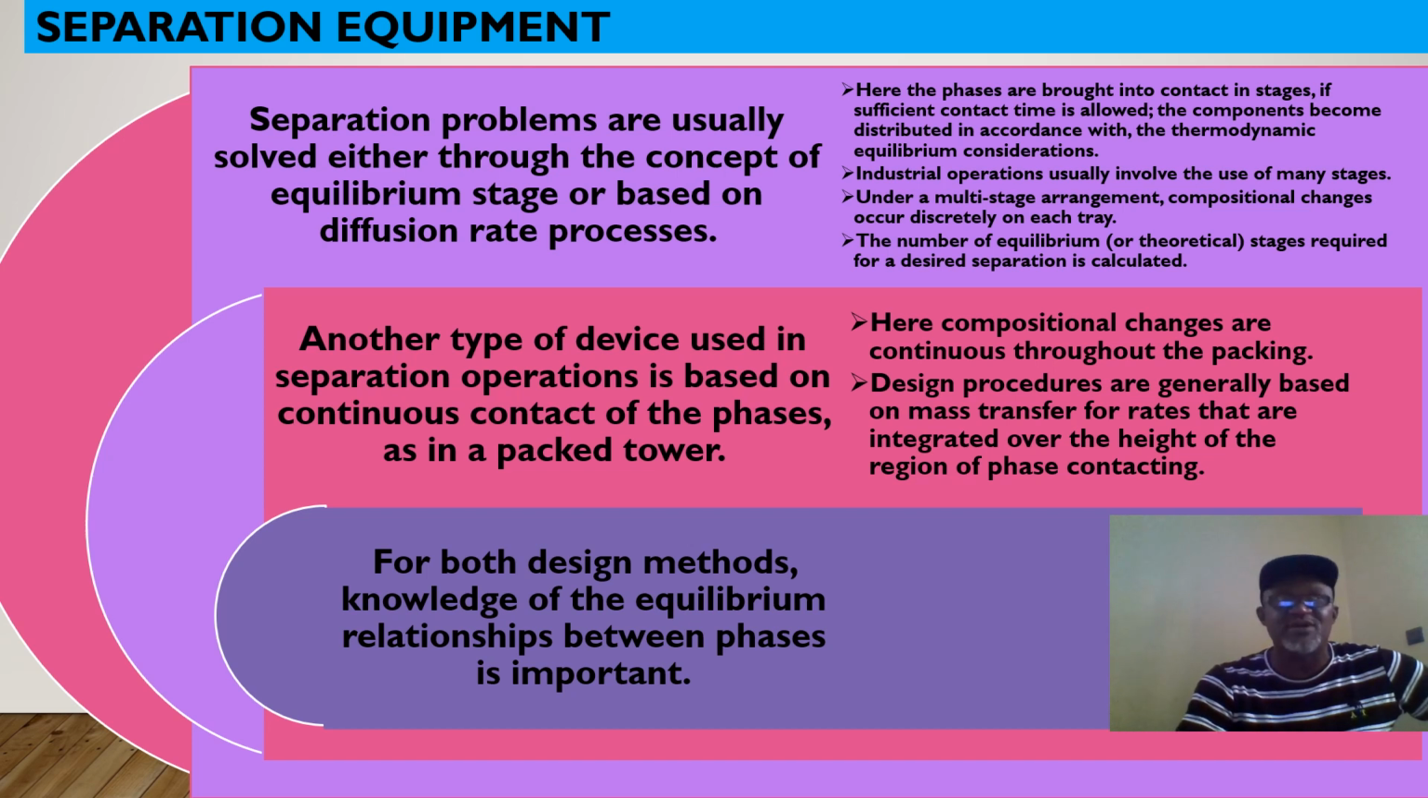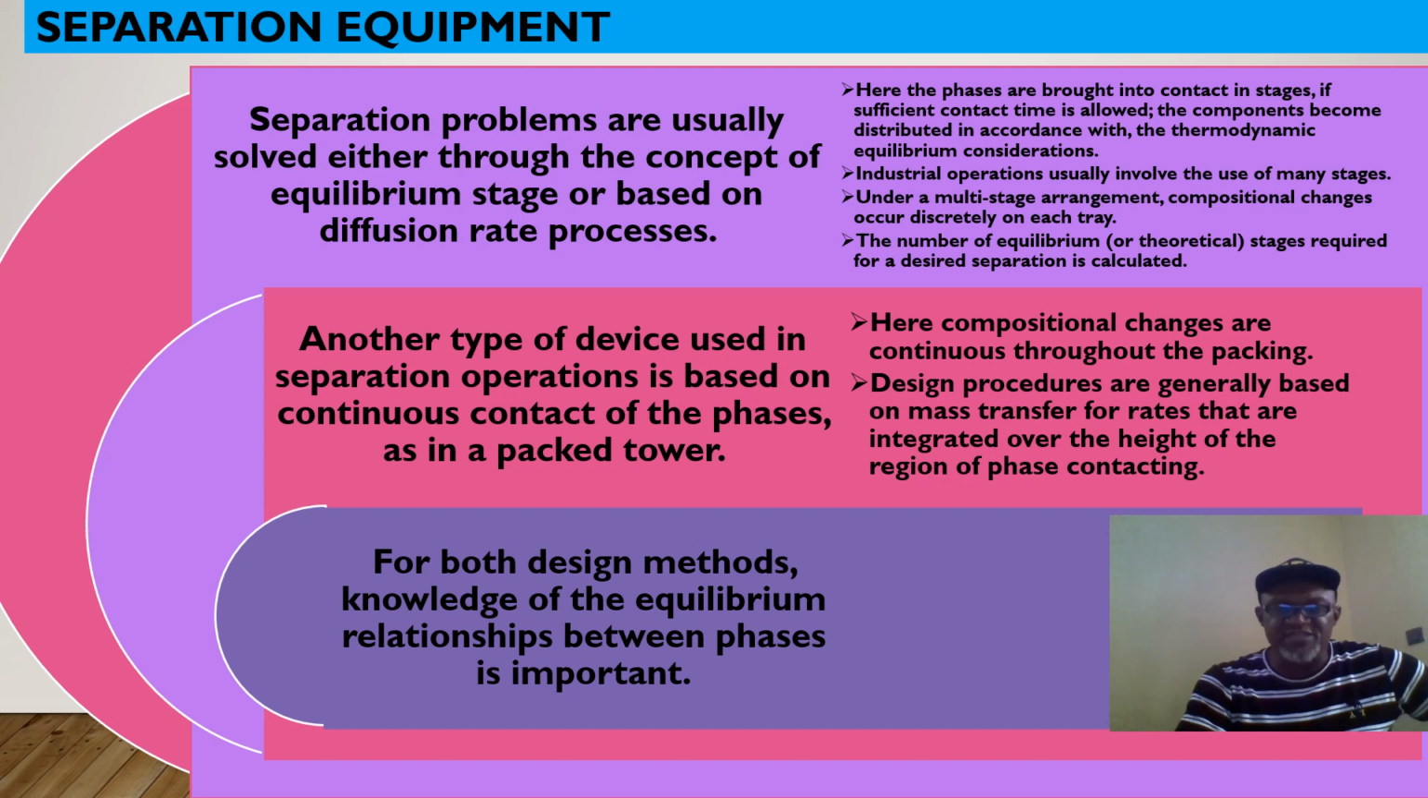Thermodynamics here, we're talking about whether it is concentration gradient difference, or temperature gradients, or any condition like we said in the first module, in terms of volatilities, difference in boiling point, difference in solubilities, and so on, which will determine the type of separation process to be used. We can also have multi-stage arrangements, and of course the number of equilibrium stages required for a desired separation is also calculated.